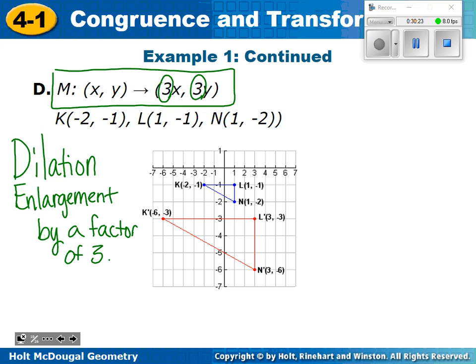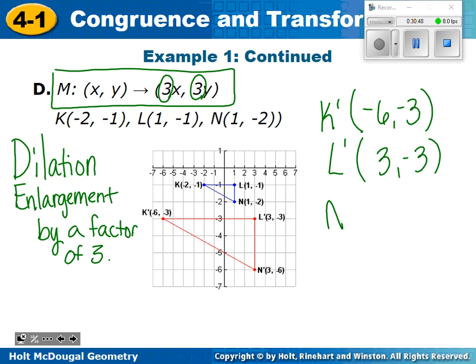So the way you could find your new coordinates to increase or dilate it by a factor of 3 is just to multiply every one of these coordinates by what? 3. So to find K prime, we're going to multiply it by 3 and we're going to get what? -6, -3. Perfect. -6, -3. L prime? 3, -3. 3, -3. And N prime? 3, -6. 3, -6. And then I want to warn you.